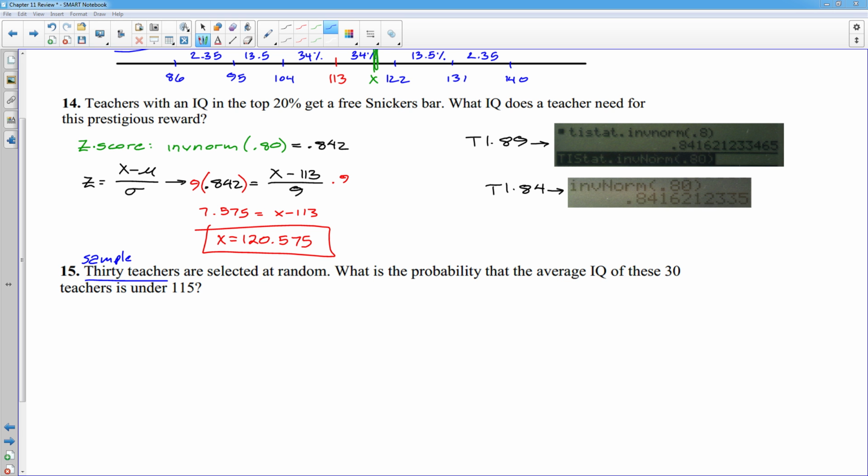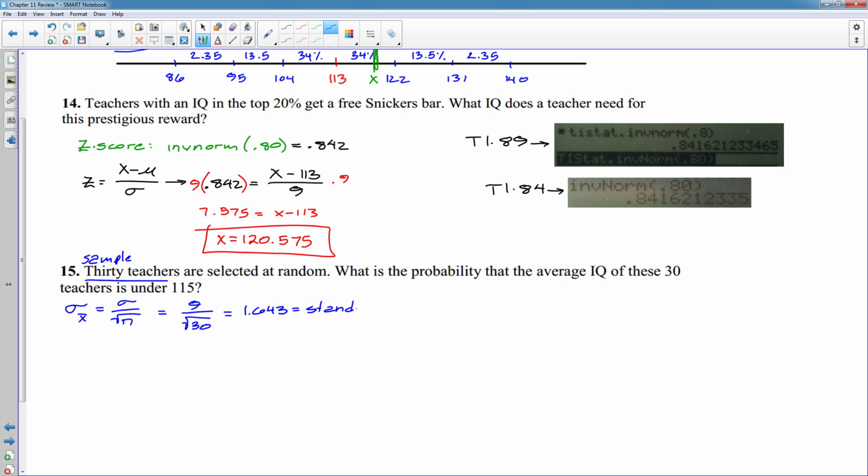Okay, I was talking about the standard error. You have to find that when you're looking at a sample. We're only looking at 30 teachers as opposed to the entire group of 132. So our standard error, which we called sigma sub x bar, is your standard deviation divided by the square root of your sample size. So in this case, that would be the standard deviation 9 divided by the square root of 30. And we'll punch that in the calculator, so 9 divided by the square root of 30, and you get 1.643, and that's your standard error.